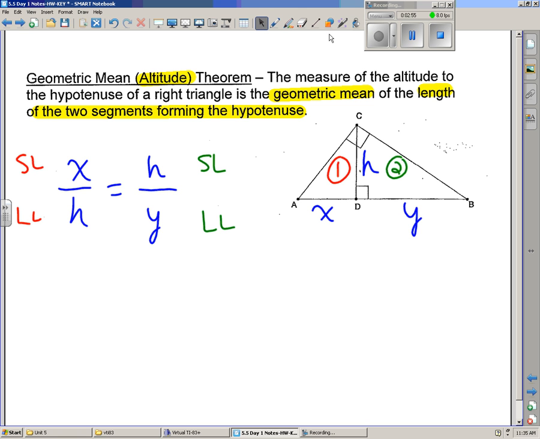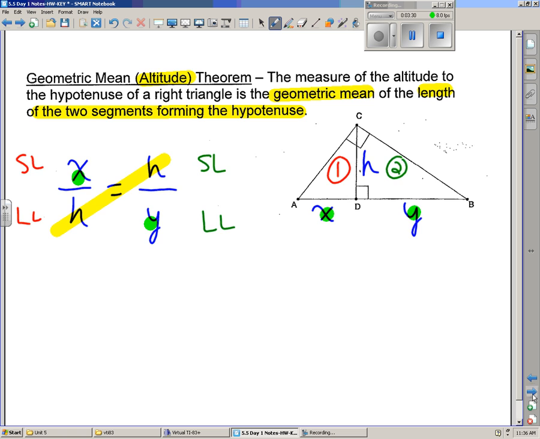And here's the proportion that you would use to find any of those missing sides. Go back to reading it again: the altitude is the geometric mean. Here's the geometric mean, it's the cross products between the lengths of the two segments that form the hypotenuse. Well, the two segments that form the hypotenuse are X and Y. It does not matter where those X and Y go. It could be Y on the first fraction, X on the second. It doesn't make a difference. The cross product, no matter what, is still going to be the same.